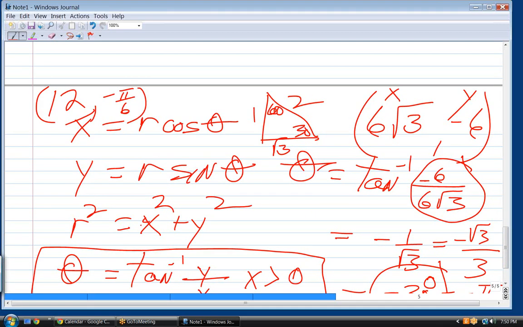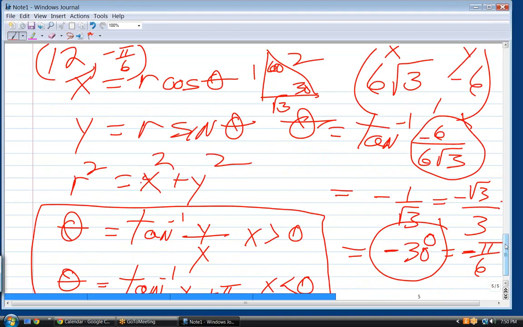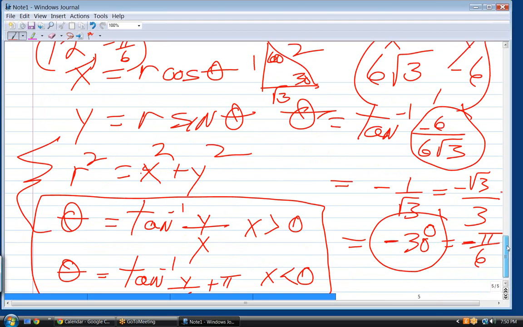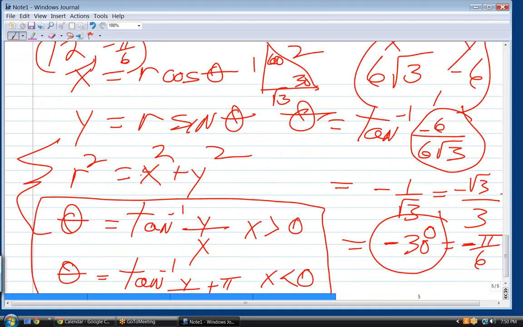That is the polar coordinates for these rectangular coordinates. Really, the only two things we needed to convert rectangular to polar were these two things right there. We didn't even need x equals r cosine of theta. That's usually what you need to convert polar to rectangular.